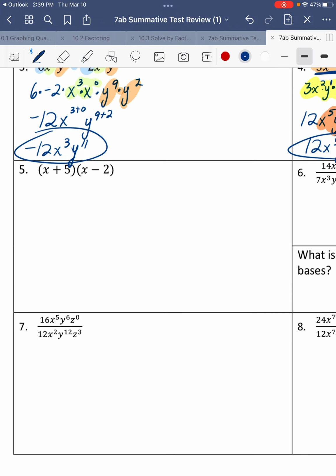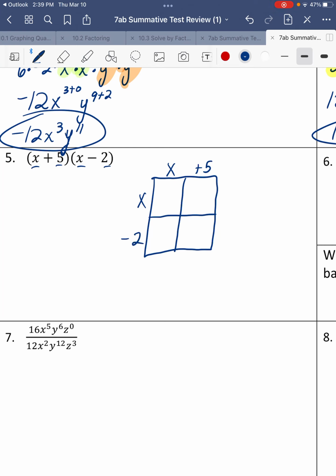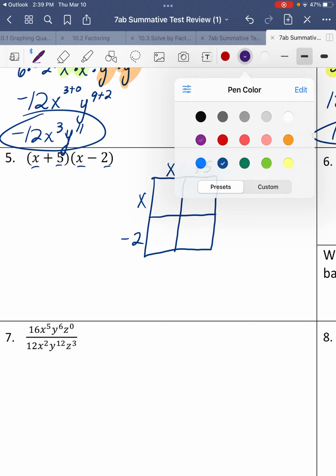All right, let's take a look at number 5. So this is a binomial, 2 terms times 2 terms. What I would do is go straight to what I call the Punnett square, the box method. We're going to put x plus 5 on top and x minus 2 on the bottom. You can switch those around, it does not matter one bit.